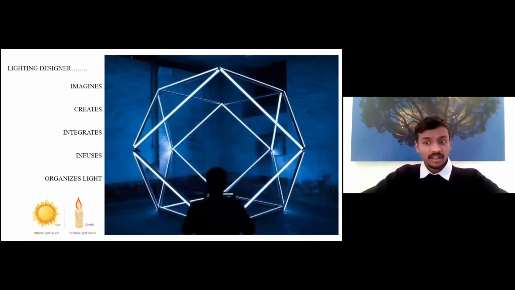So this is where a lighting designer comes into the picture. He imagines, he creates, he integrates, organizes, infuses lighting into a coordinated system, including factoring in the advantage of the natural light and the electrical light, or even both. This is so that they serve and advance human action.